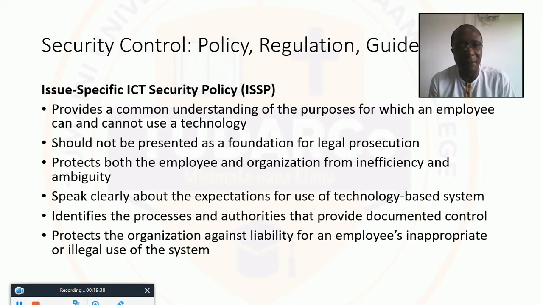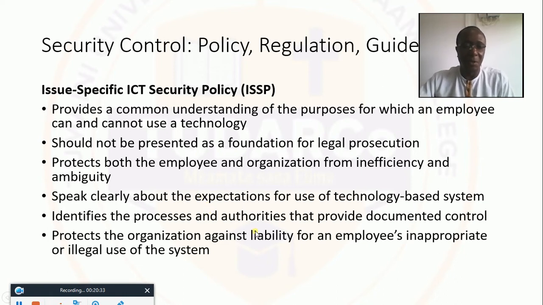Now, type number 2 of the ICT security policy, as explained by the NIST framework, is the issue-specific ICT security policy. This one provides a common understanding of the purpose for which an employee can and cannot use technology. You define which resources of the ICT are used by which group within an organization. This is what we interpret by this point here, that the issue-specific ICT policy should provide a common understanding of the purpose for which an employee can and cannot use the technology, and the procedures on how to use it.